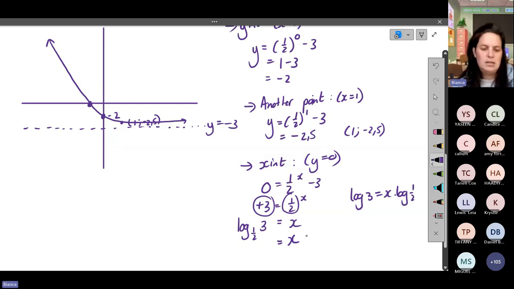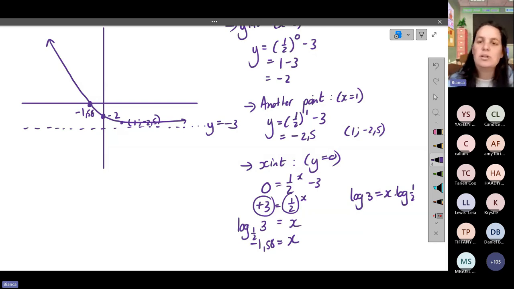I got negative 1.58. Yeah, so that gives you negative 1.58 over there. And now you've drawn your function perfectly. This is actually perfect because what we're going to do now is talk about inverse functions, where we're going to be using logs. So let me take you through this one more time.